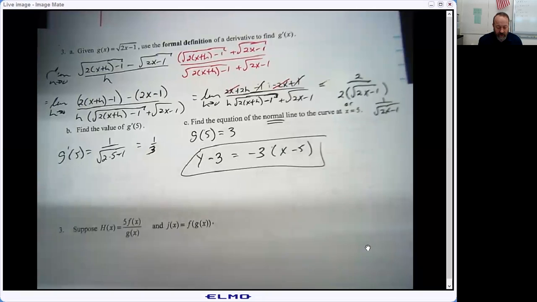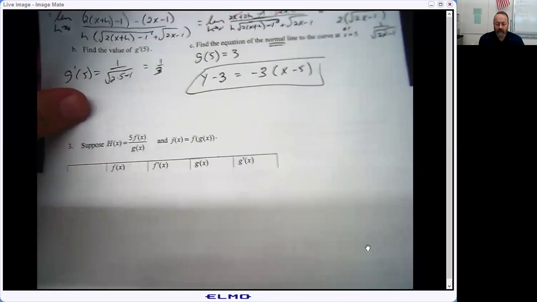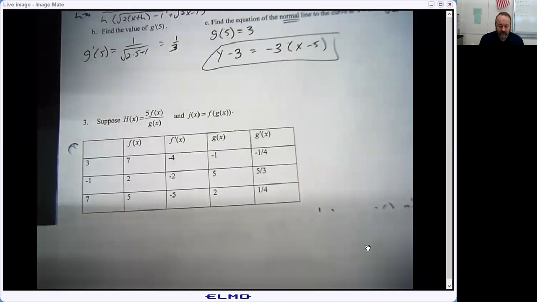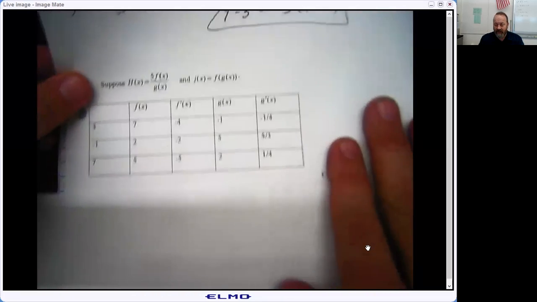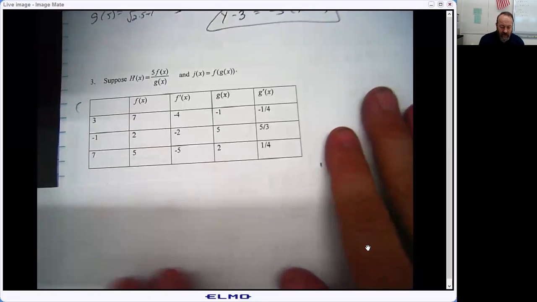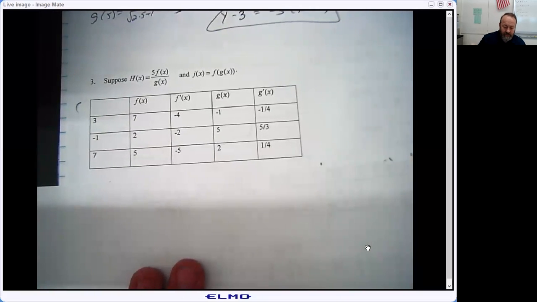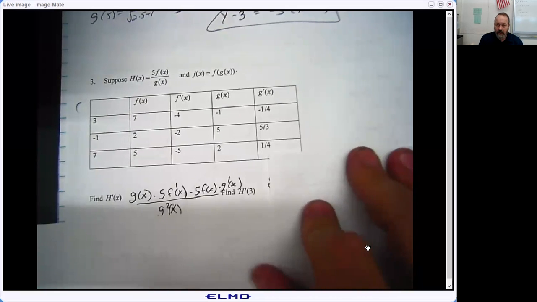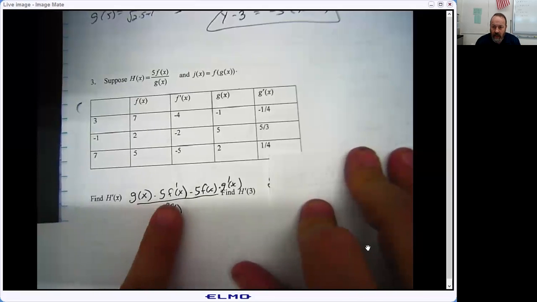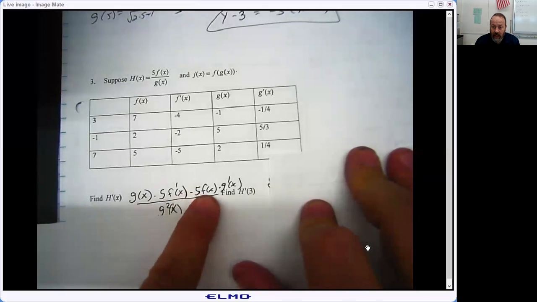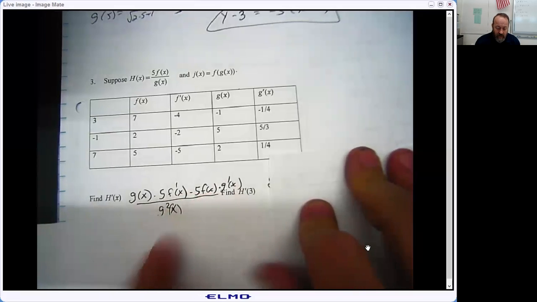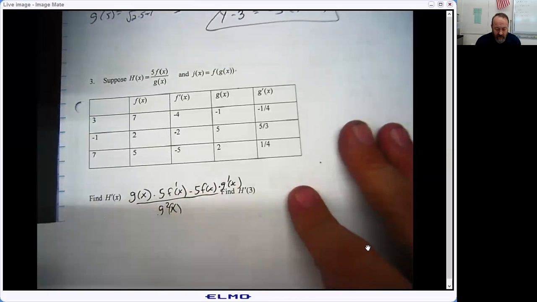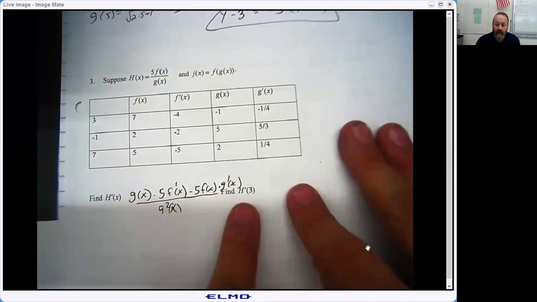All right, moving down a little bit. Oh, these are kind of fun. We got some of these problems with tables. Now, when the table hits, I've got, suppose that h is this function 5 times f over g. So I wanted to take the derivative right away. So I did a little low d high minus a high d low over the square of what's below. And then I was able to cherry pick the g of x, keeping in mind that I wanted to find out what happens at 3.